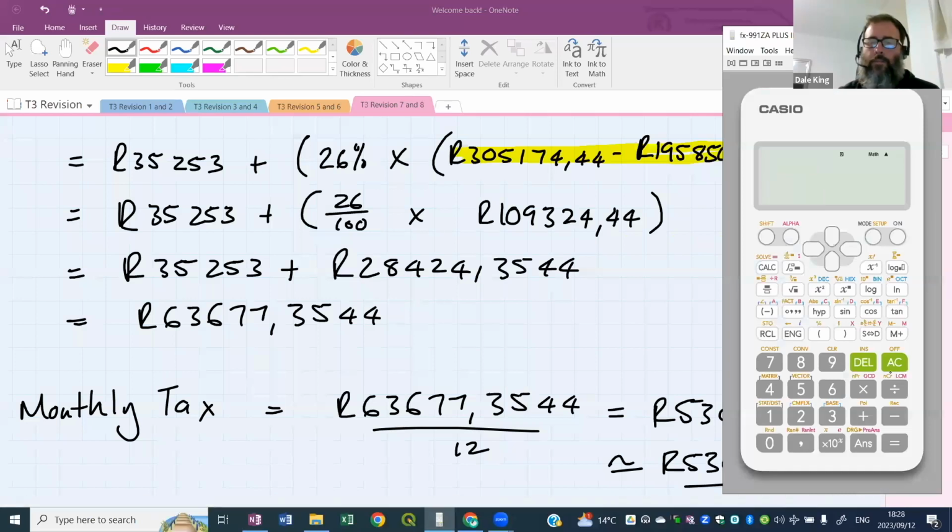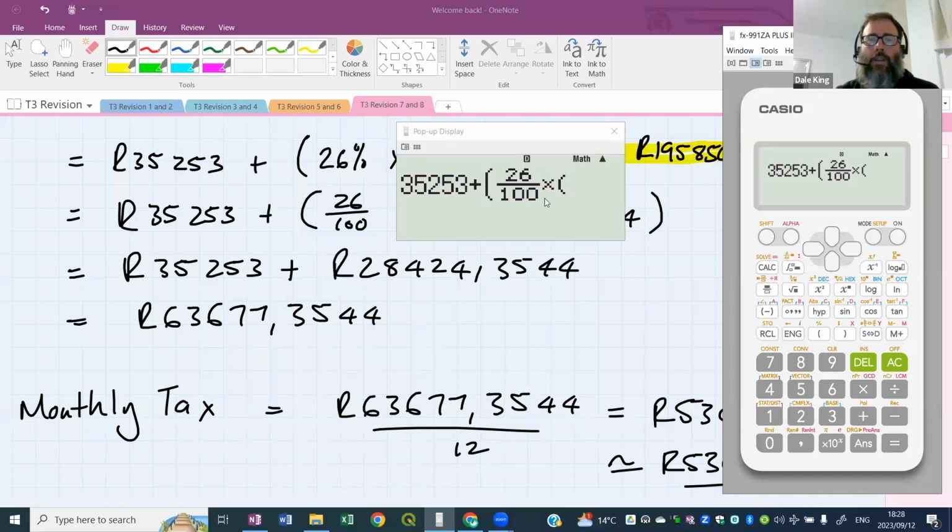So when I did that in brackets, it gave me 79,343.34, and I added that to the 35,253, and my final answer was 114,598 and 35 cents. So let me do it on my calculator on the screen there.